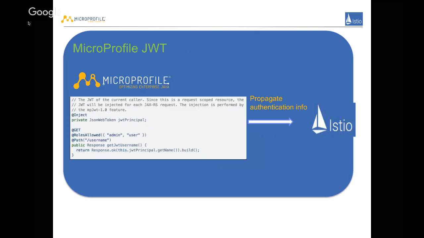For the MicroProfile security, which is called JWT, it's basically based on JWT, which is really good because Istio's authentication and authorization also support JWT. In MicroProfile-enabled applications, you can generate a JWT-compliant token. So that token can automatically be understood by the Istio infrastructure as well.